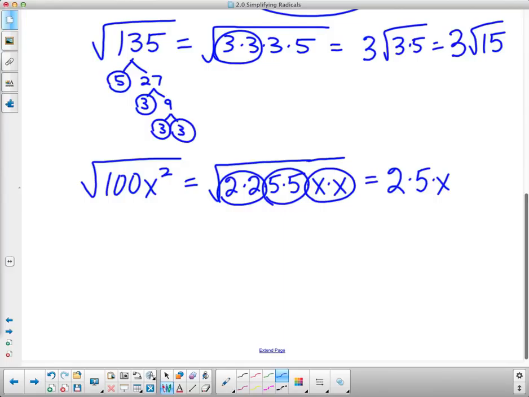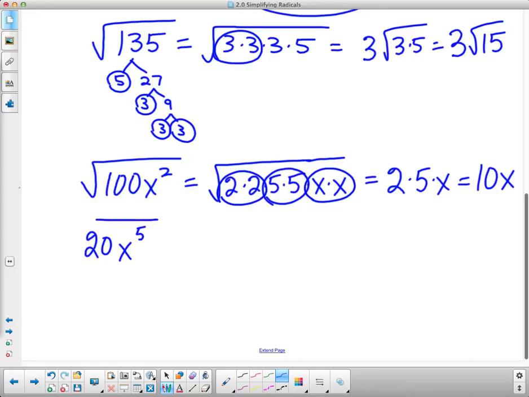This one was a perfect square. So we actually get 10x. I think 10x times 10x, 100x squared. So the variables, write it out with all of the separate variables so that you can pair it up. Okay, let's try a similar one.